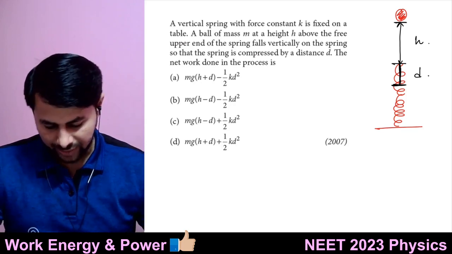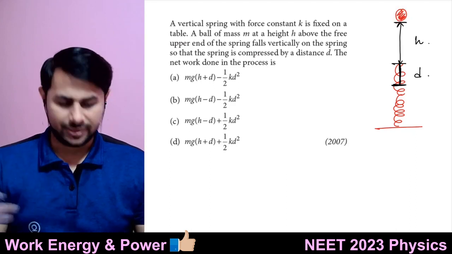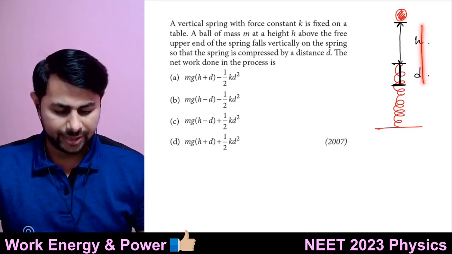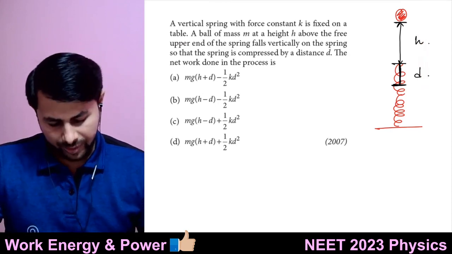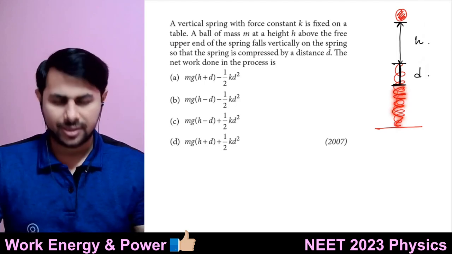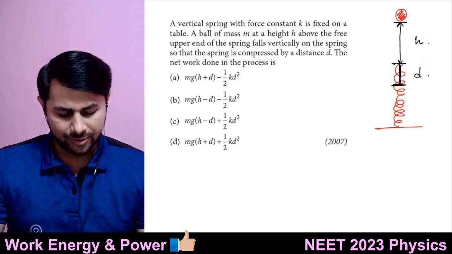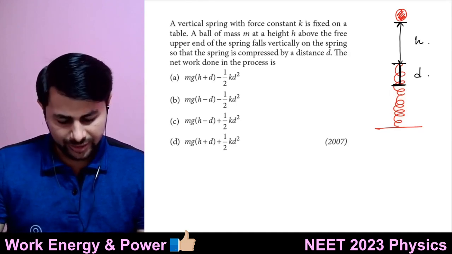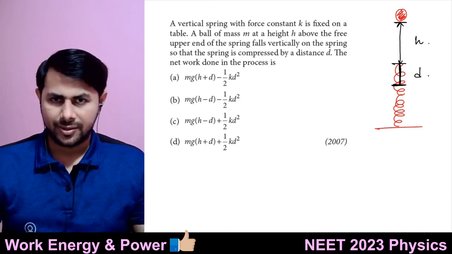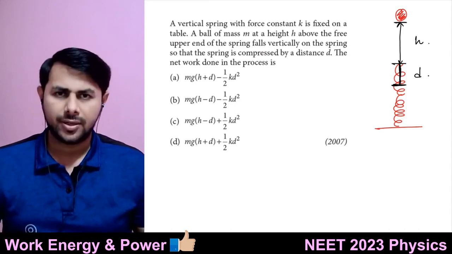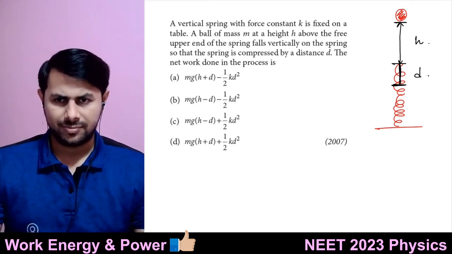One is the work done on this mass due to gravity, which is mg(h + d), and the work done on the spring is half of k into d squared. So which is the answer? See, you can look at it this way. Now that mass is losing its potential energy. Yes, no?